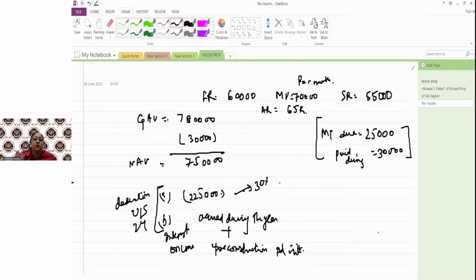अब interest would have been paid from the date when the loan is taken to the date when the construction is being happening, correct? Or to the date till the time construction has been completed. तो उस period के interest को क्या करेंगे? Let's understand.